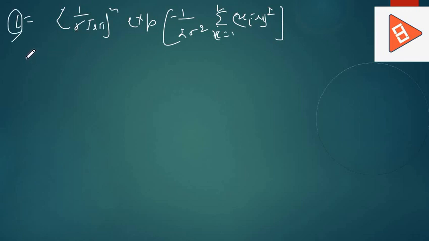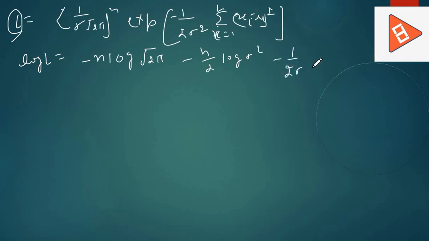So for solving purpose, we will take the log L of the likelihood function, that will be equal to minus n log under root 2 pi minus n by 2 log sigma square minus 1 by 2 sigma square summation of (xi minus mu) raised to power 2.